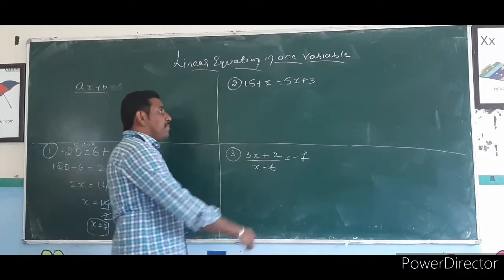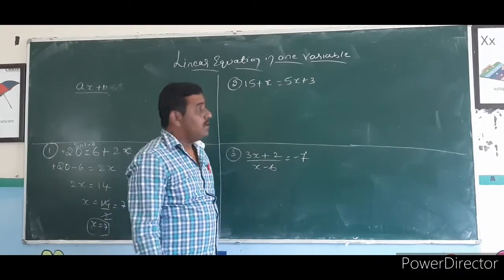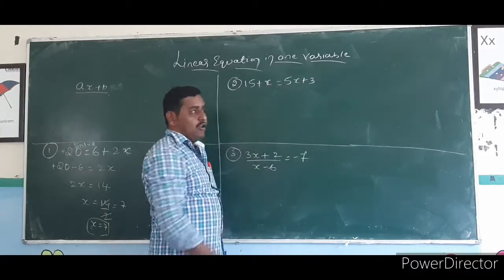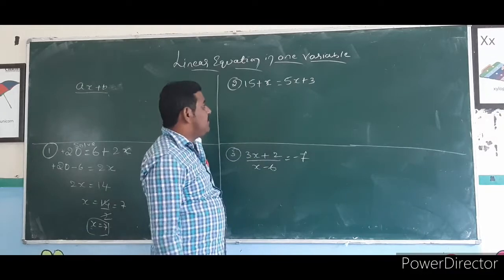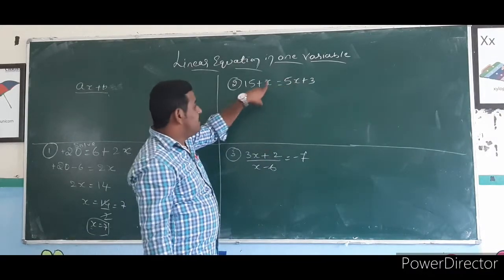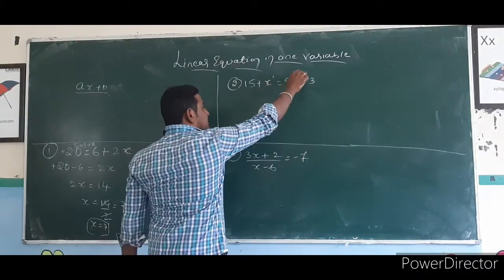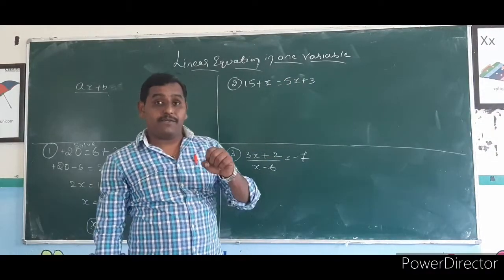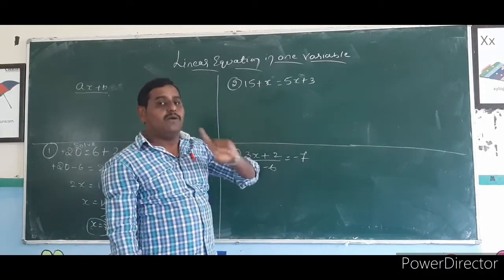Next problem: 15 plus x is equal to 5x plus 3. Both sides are algebraic expressions, don't worry. You can check throughout the equation, x is the only variable. Here also x, here also x. Look at the power. This is 1, this is also 1. So the degree is equal to 1. Then we can easily say this also belongs to linear equations in one variable.